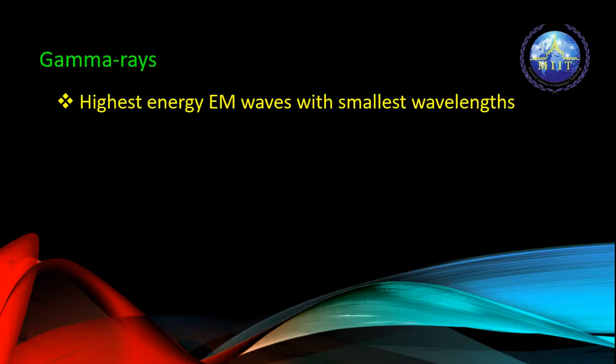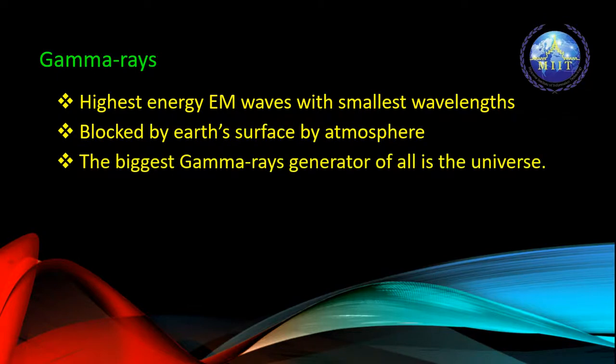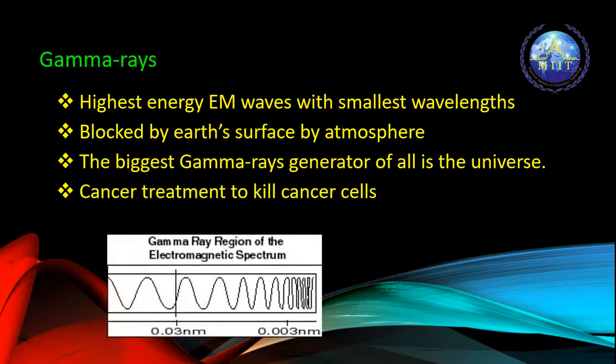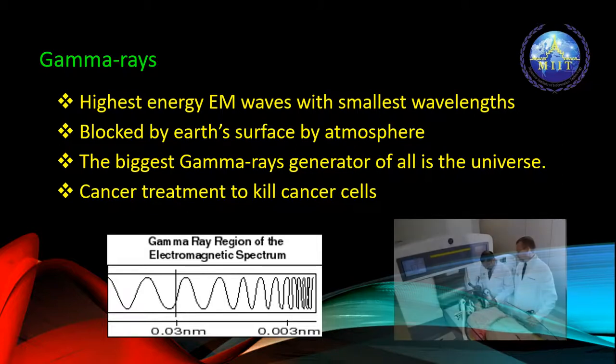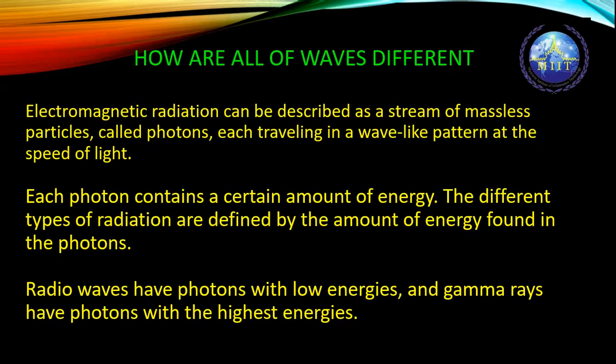Gamma rays. Highest energy electromagnetic wave with the smallest wavelength. Blocked from Earth's surface by the atmosphere. The biggest gamma ray generator of all is the universe. Used in cancer treatment to kill cancer cells. This is the gamma ray region. And this is the cancer cell treatment.